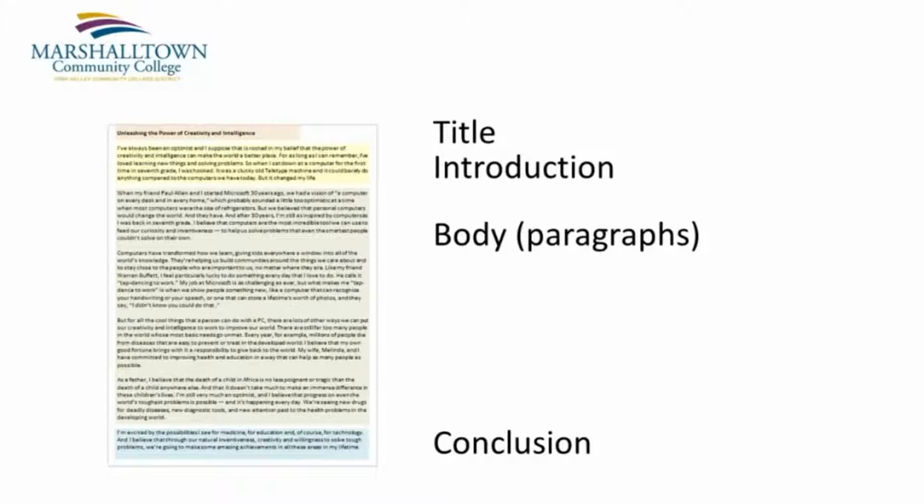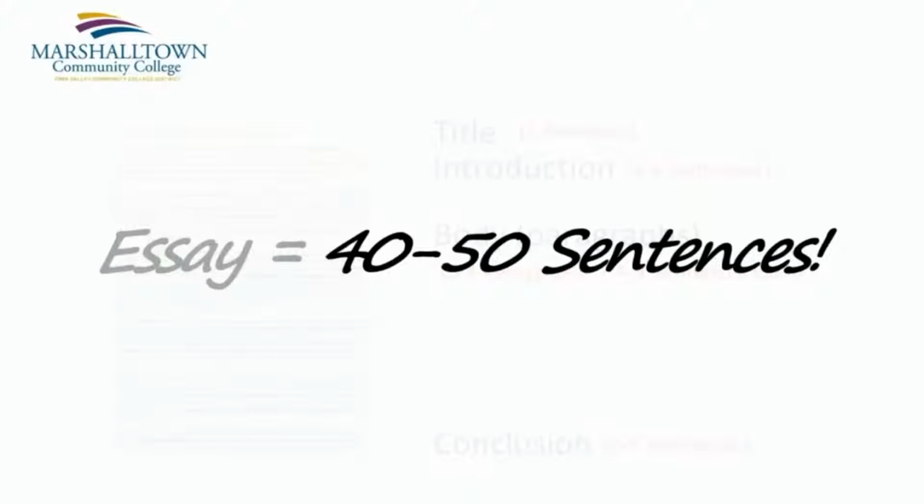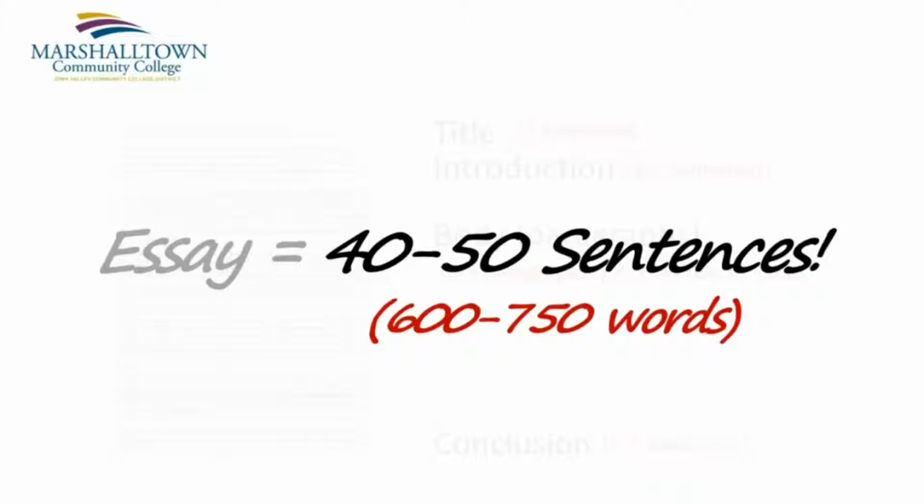Following the title, which can count as one sentence, the introduction paragraph should be approximately 4 to 5 sentences. The body of your essay should include at least 3 or 4 paragraphs, and each of those paragraphs should include 8 to 10 sentences. And the conclusion paragraph should be about the same size as the introduction, 4 to 5 sentences. So altogether, we're looking at 40 to 50 sentences total, which is equal to roughly 600 to 750 words.